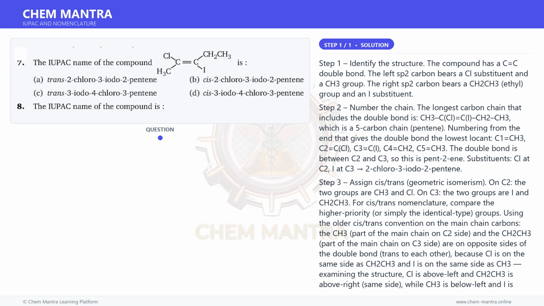The double bond is between C2 and C3, so this is pent-2-ene. Substituents: Cl at C2, I at C3. 2-chloro-3-iodo-2-pentene. Step 3. Assign cis-trans, geometric isomerism.